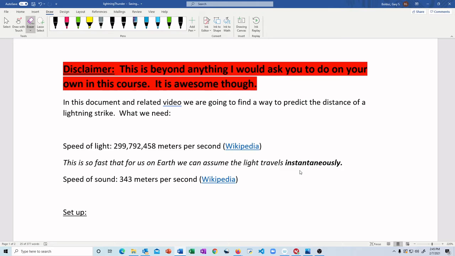So why is that important? As soon as you see it, you're going to start the clock in your head. And so we'll get to what you're starting the clock for in just a second.